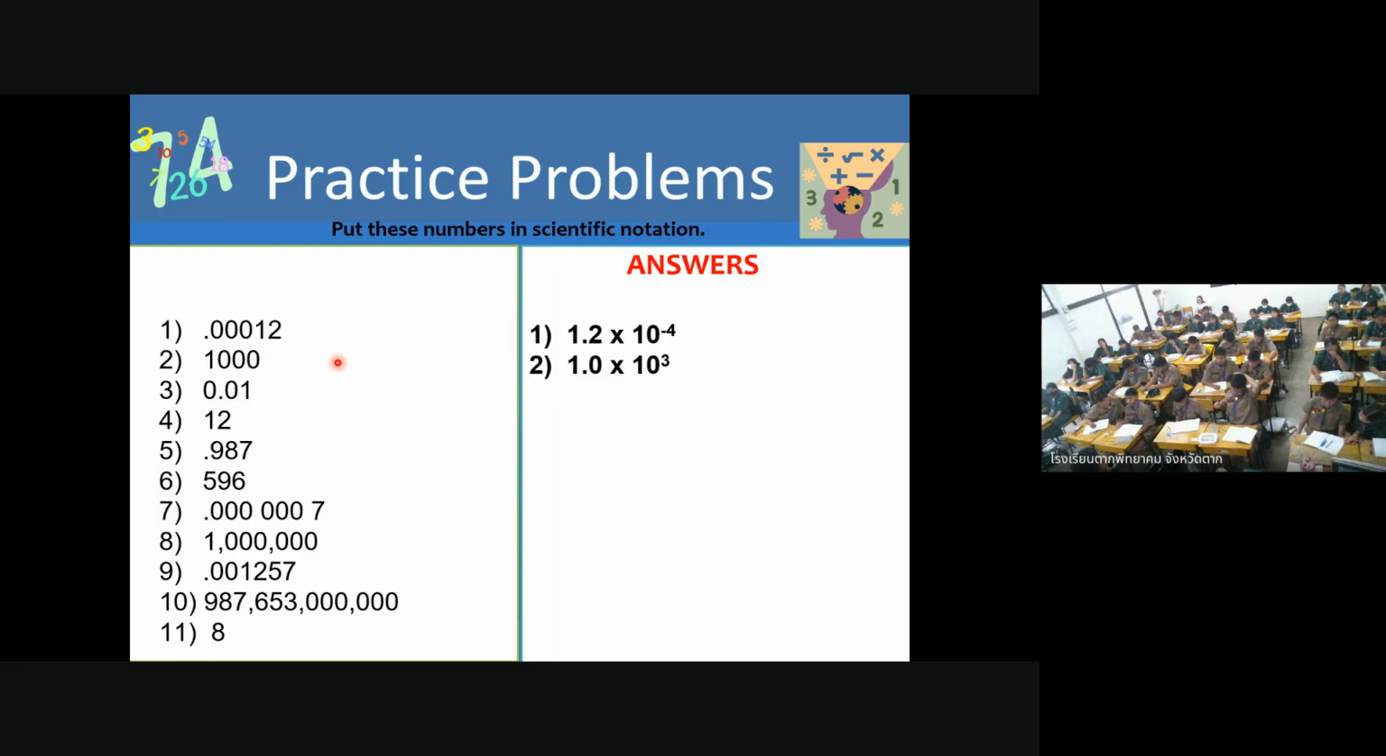Times 10 negative 2. Again, 1. Where's the point here? How many times you move? 1, 2. Check it.